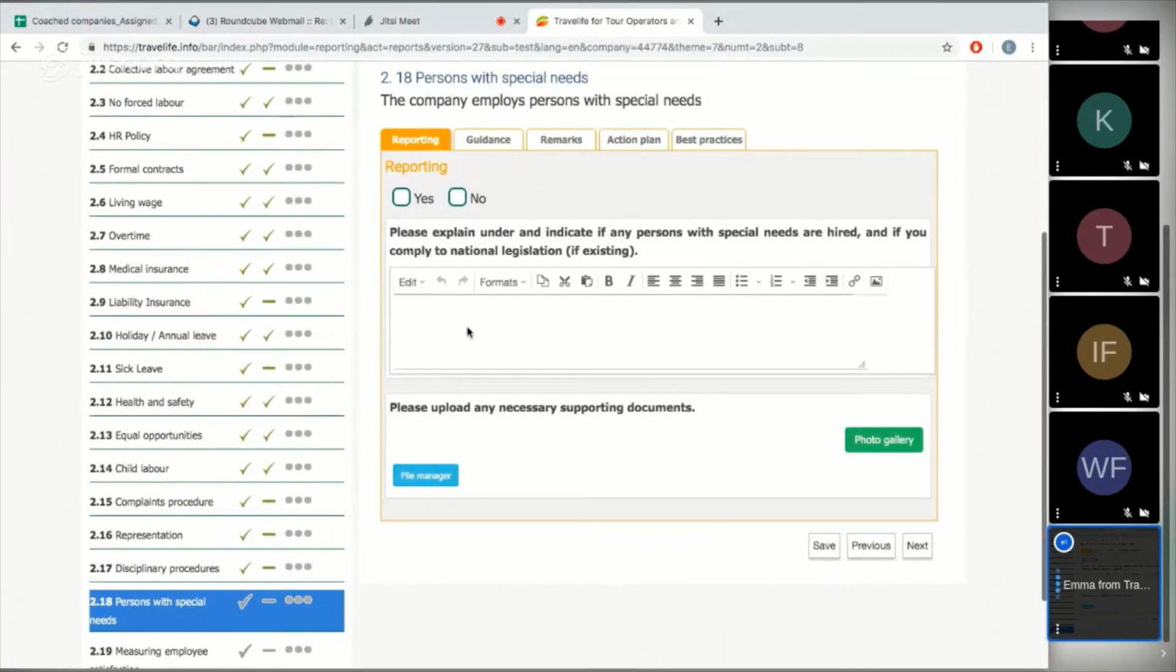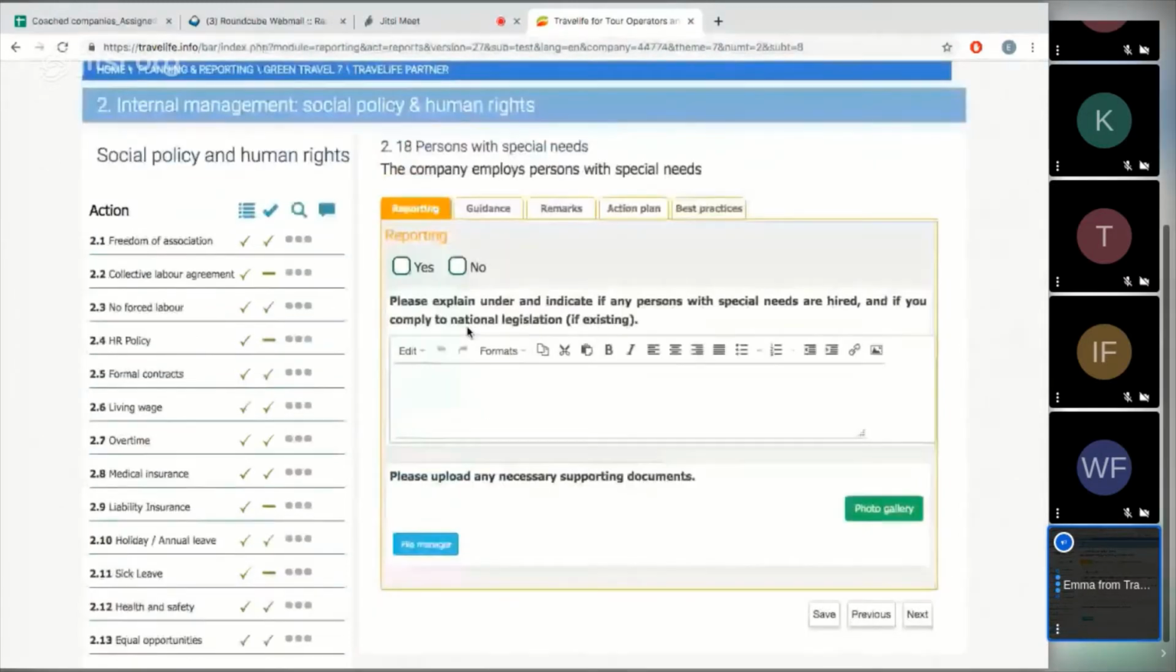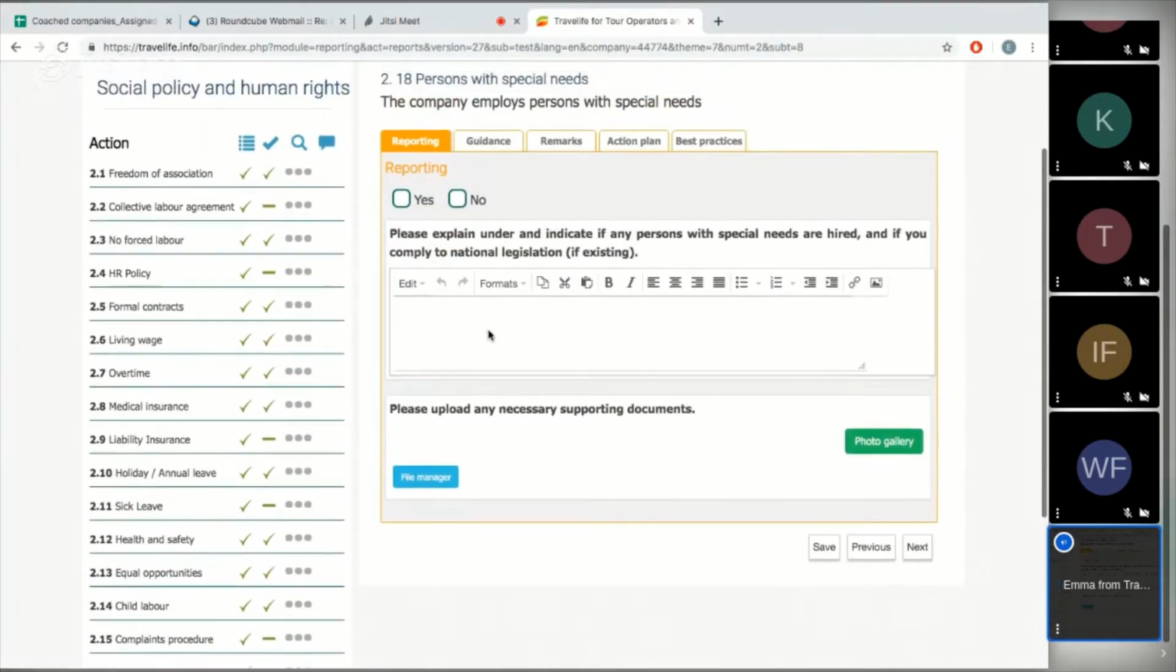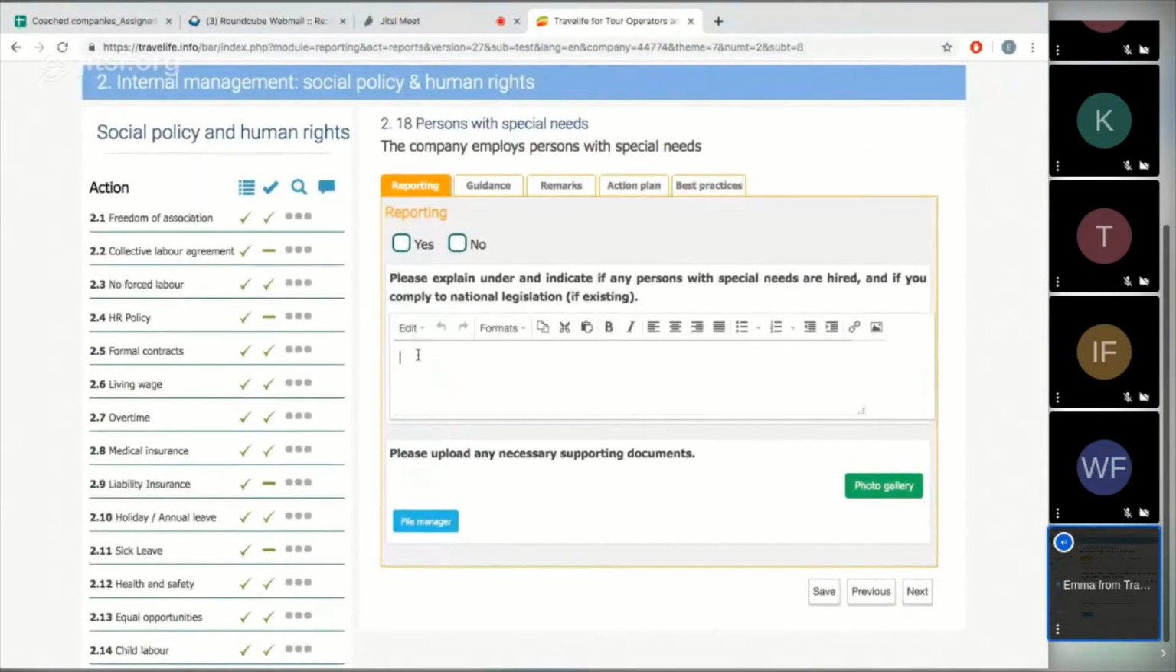2.18 is whether you employ persons with special needs. This is, however, not mandatory to comply with, again, as you can see here. But if you do, then please explain and tick yes.